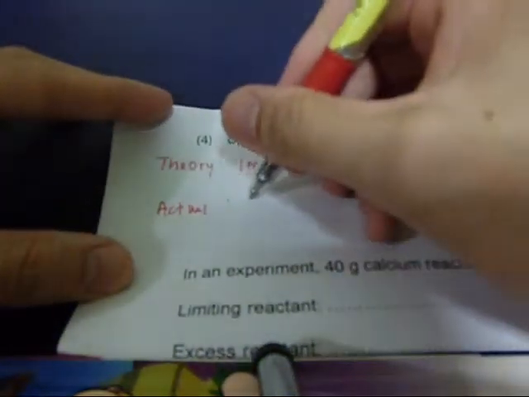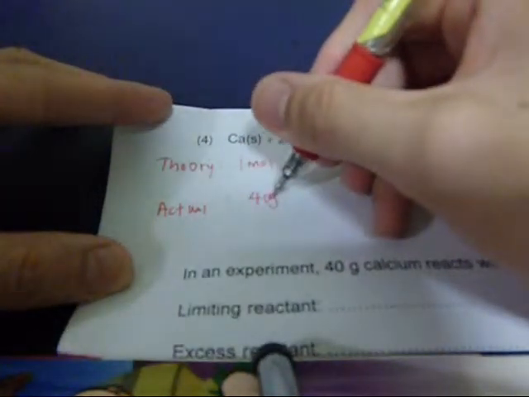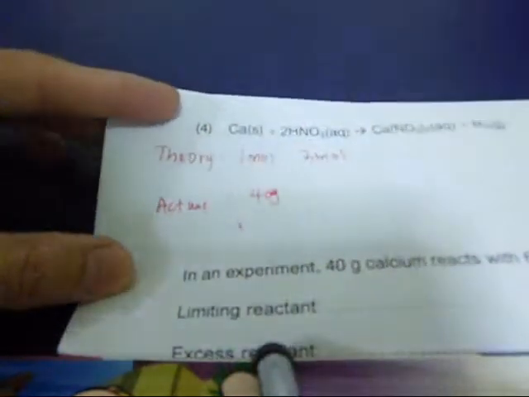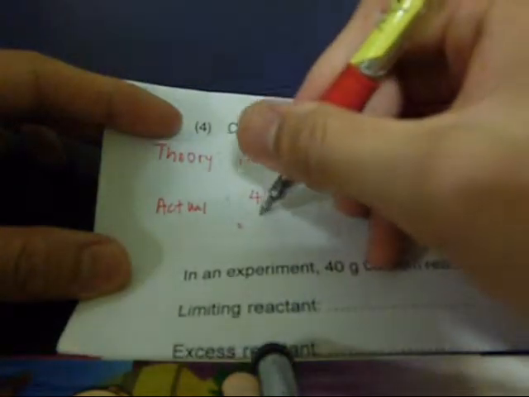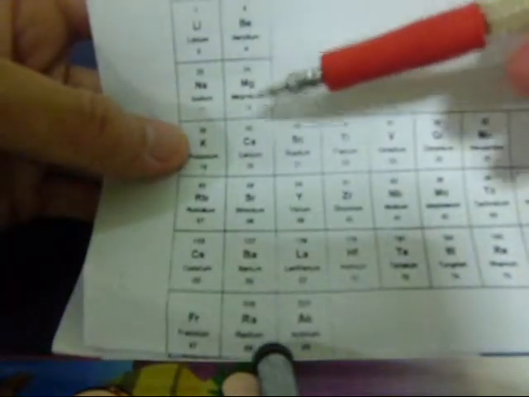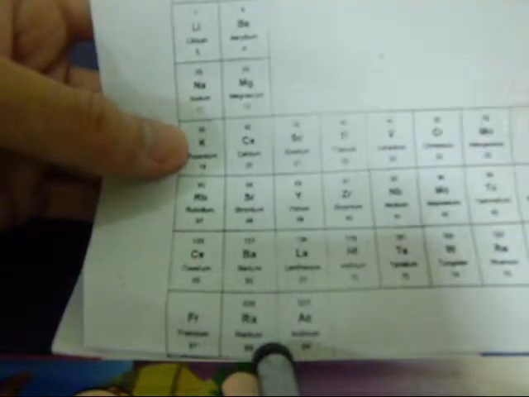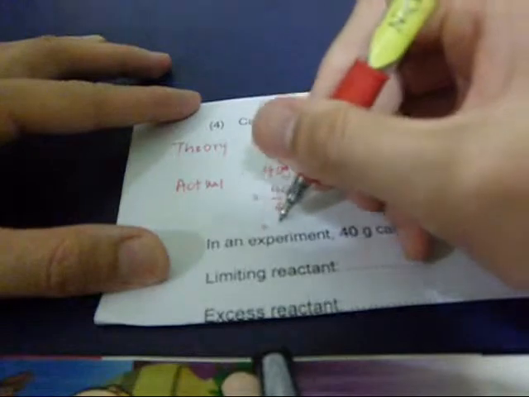Now in actual, that means in the experiment, you have 40 gram. So every time you change it into mole, 40 gram of calcium, how many mole? So 40 gram divided by the AR for calcium, and AR for calcium from the periodic table is 40. So it's 1 mole.